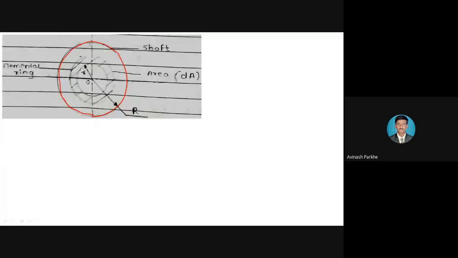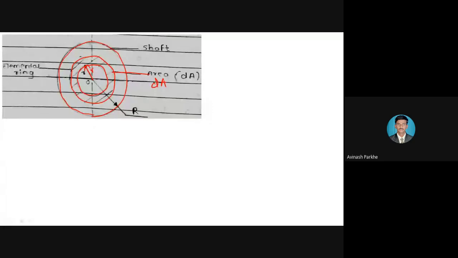We can see in that figure one more elemental ring, represented by the hatching line. This is the elemental ring. That elemental ring has the radius small r and the cross-sectional area dA.